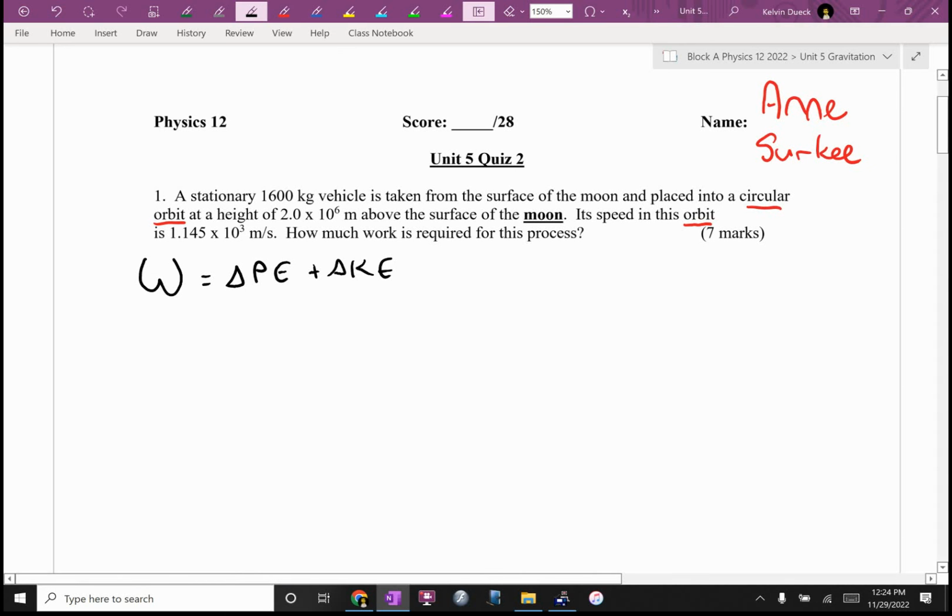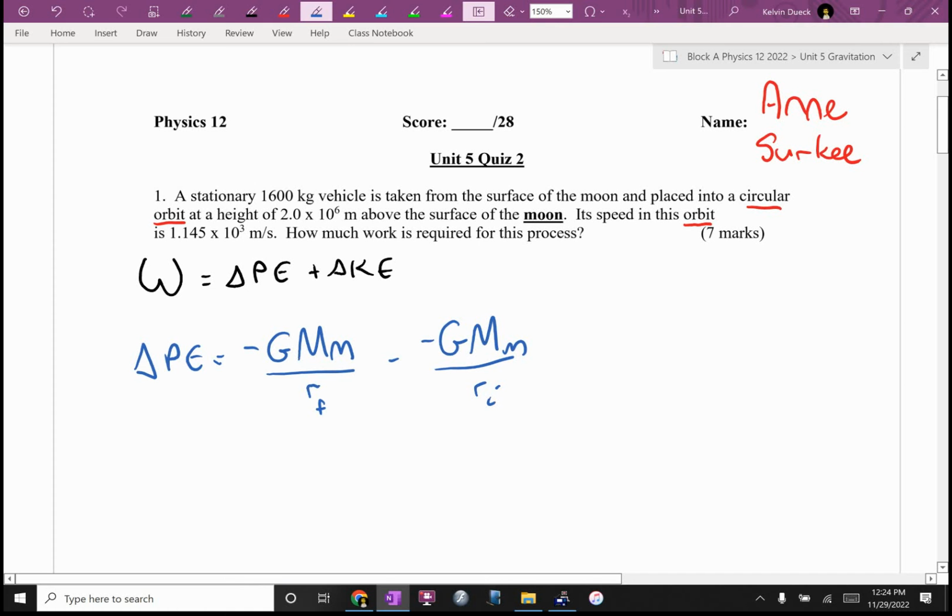So the fact that we're in orbit, I got both of these. I usually solve these separately. I'm going to find the change in potential energy first, which is going to be negative big G, big M, little m over R. Final minus initial. I'm going to have a minus minus, which is a plus, okay?